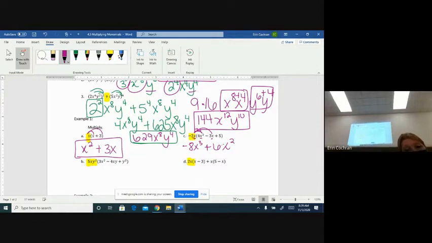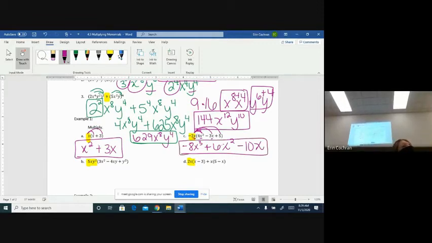And then negative 2x times 5. So a positive times a negative is a negative. And what's 2 times 5? 10. And we have only one x. There you go. Do we have any like terms? No. So that would be your final answer there.